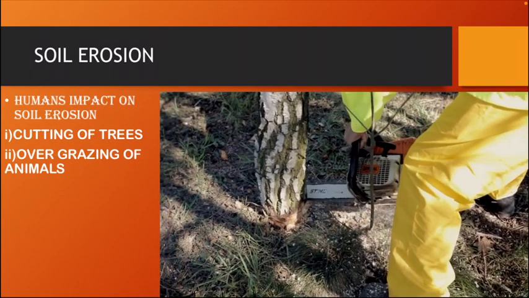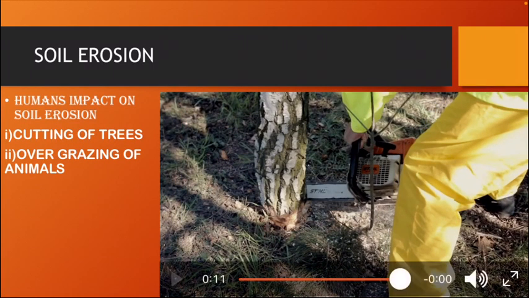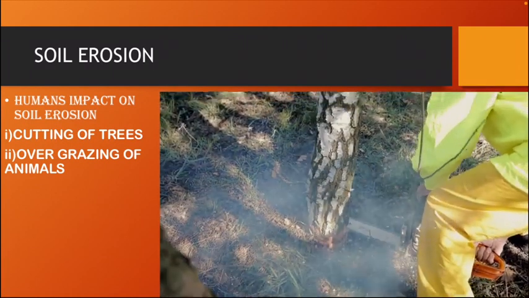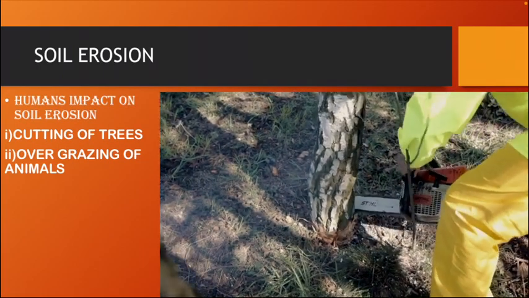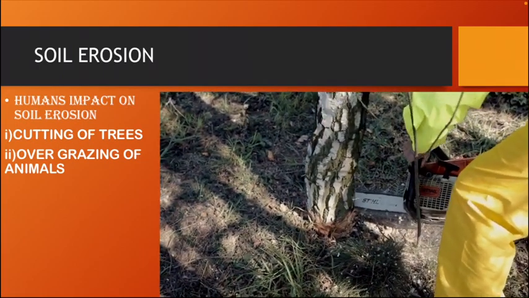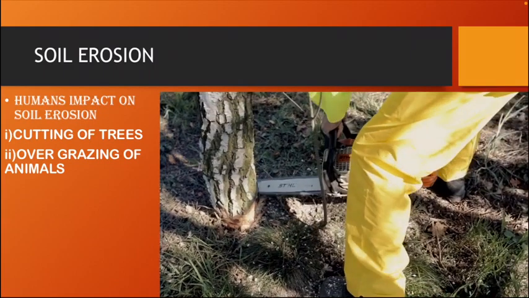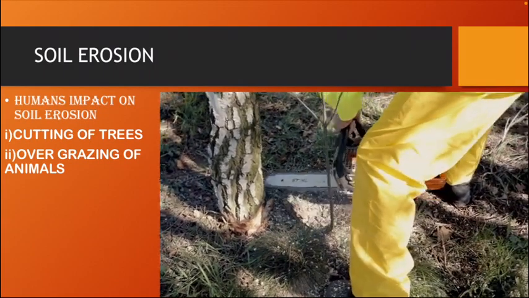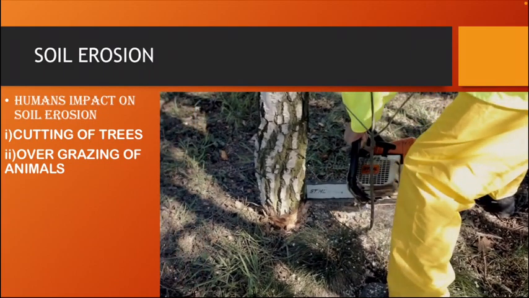Can you tell me? Yes, the first thing that comes to our mind is cutting down of trees. As you can see, when trees are cut, the soil is free to be blown away by the wind or washed away by rain water. Due to running water, the topsoil will go away. So this is the first thing: cutting down of trees.